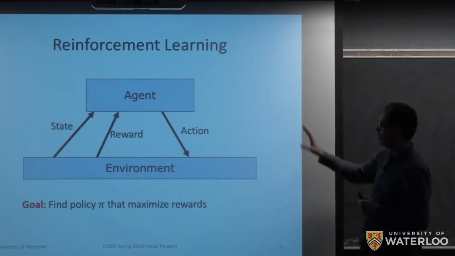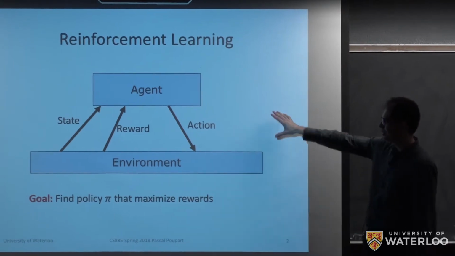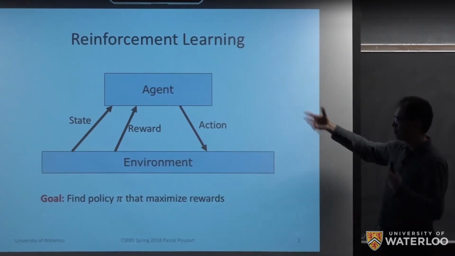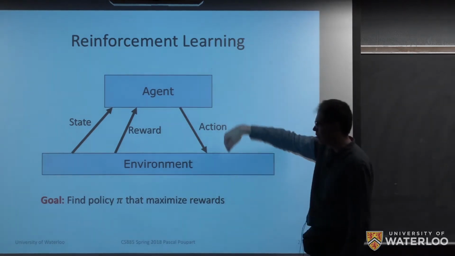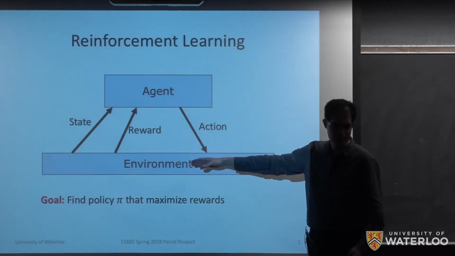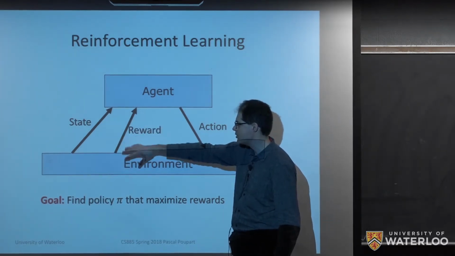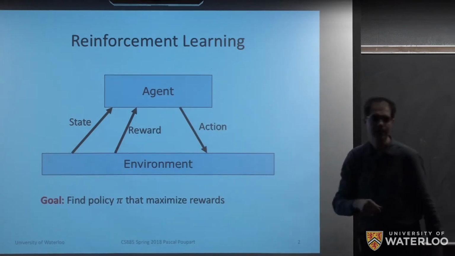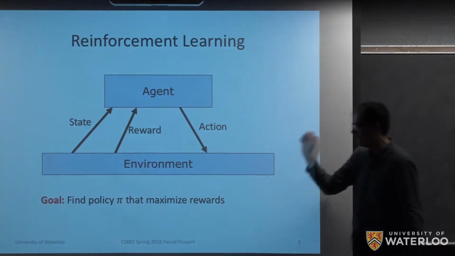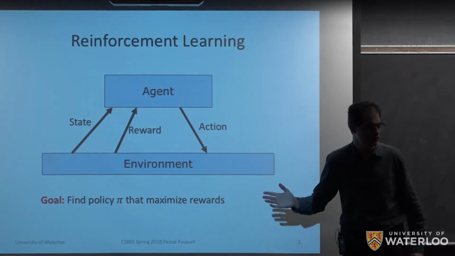Okay, so let's go back to what reinforcement learning is. If you recall, this is our abstract picture of what a reinforcement learning agent does. It executes actions, it influences the environment, and then the environment produces some state and some rewards that inform the agent about how well it's doing. We have this loop, and the goal is to find a policy pi that maximizes the rewards.